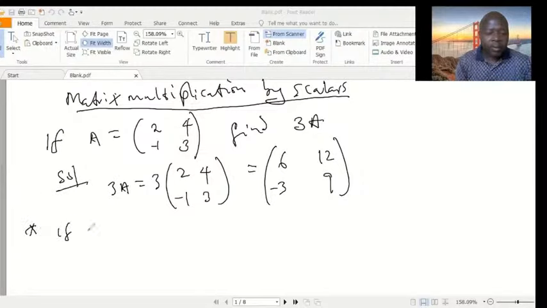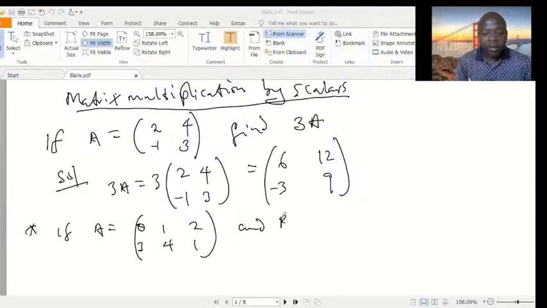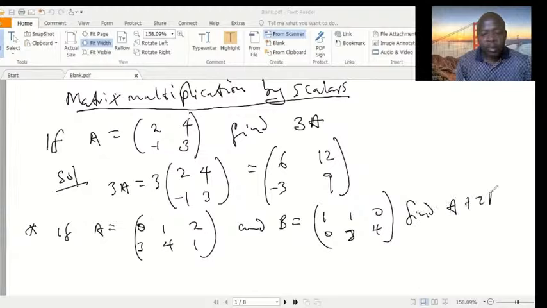Now try this question. If A is [0, 1, 2; 3, 4, 1] and B is [1, 1, 0; 0, 3, 4], find A plus 2B. Try that and then compare with my solution here.